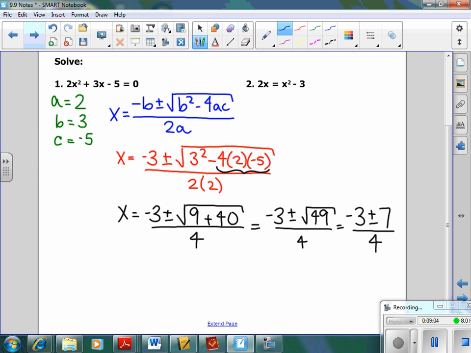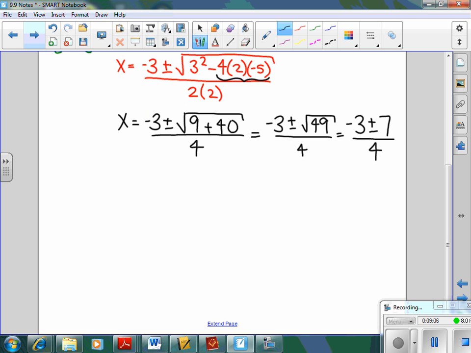So this is where we need to start breaking this up into 2 different problems, just like we did with the completing the square stuff. So my first problem could be negative 3 plus 7. Take that answer and divide by 4. The other answer could be negative 3 minus 7. Take that answer and divide by 4.